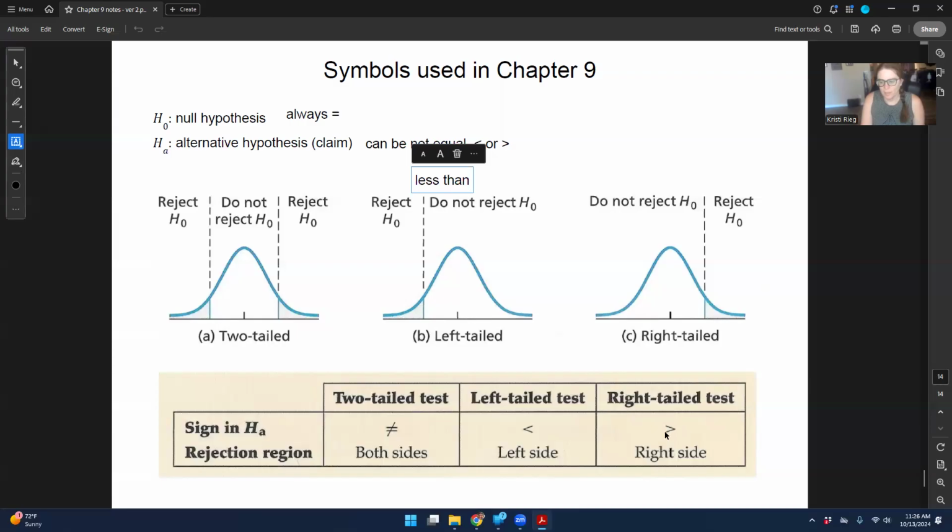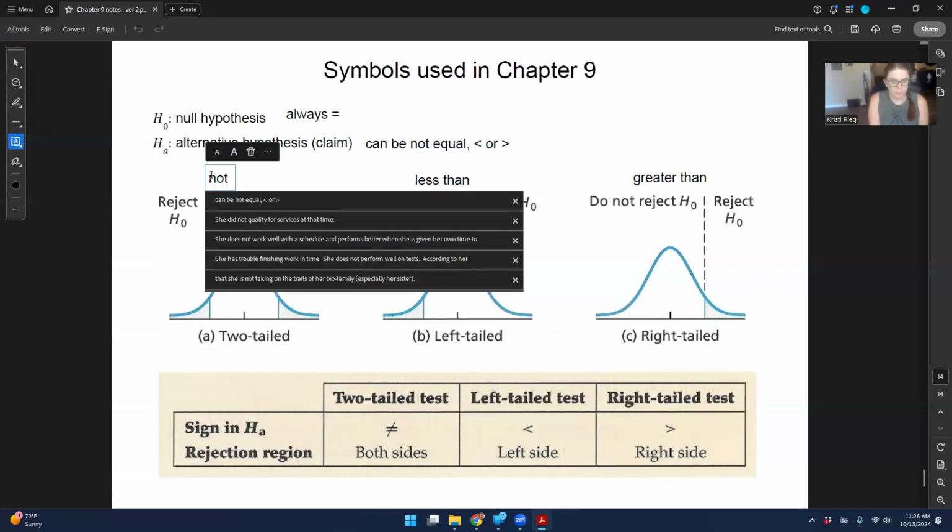Right-tailed, says right here, right-tailed test is greater than. It's on the right side, that's why it's called right-tailed, and it's greater than because all the numbers over here are greater. So this is greater than. And then last but not least, if it's not equal, that means we don't know if it's smaller or bigger, so we put it on both sides, and it's called a two-tailed test. And so not equal is two-tailed, so that is this one right here.